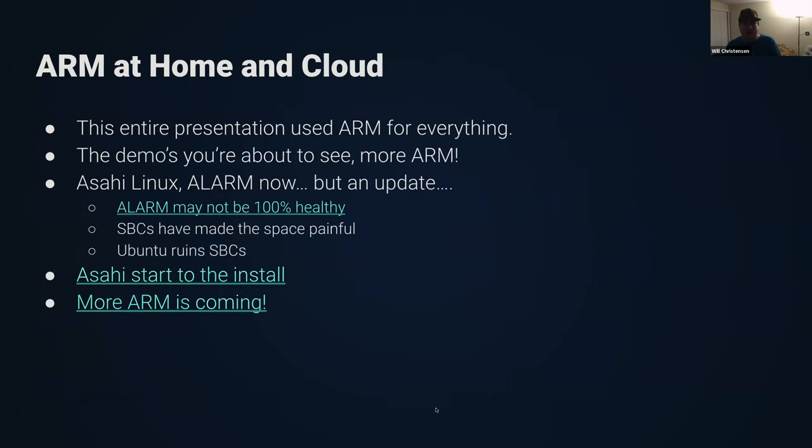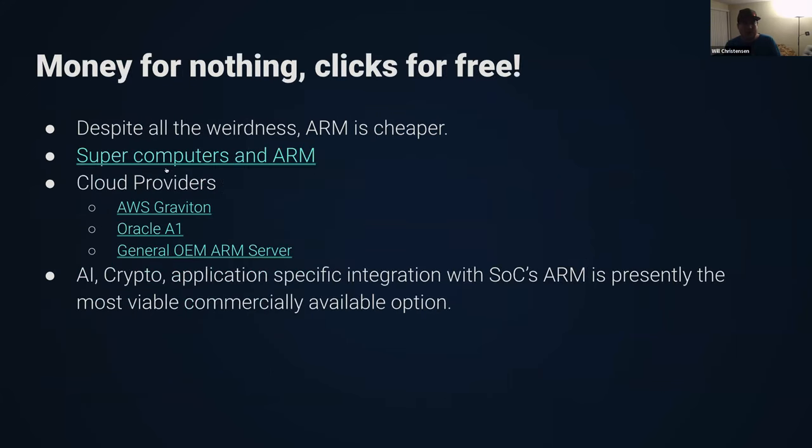So yeah, now if we want to go on, there are some articles in here if you want to look at supercomputers and ARM.